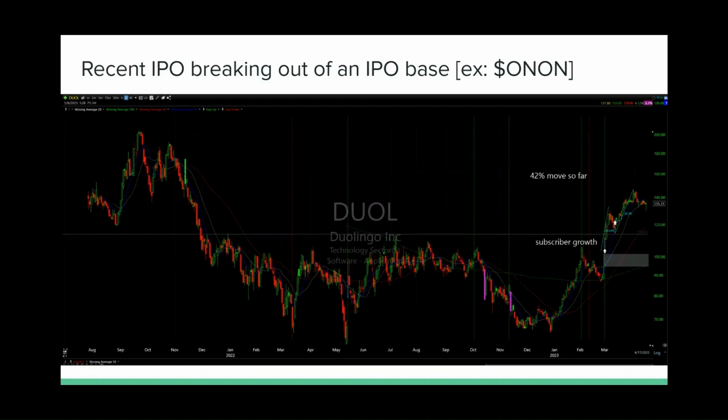Now, the other case in which you would treat a trade as a position trade versus a swing trade is if a stock is breaking out of an IPO base. So if you have a recent IPO, say within the last year or two, and it's forming this base, like in this case, Duolingo has just been going sideways for more than a year. And at this level of $113, it's just been finding resistance. On this day, it reported earnings and it had a huge gap up. It broke above the $100 mark and it reported huge subscriber growth or huge revenue.